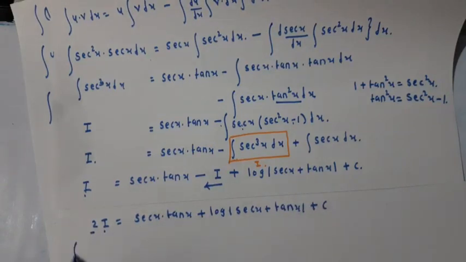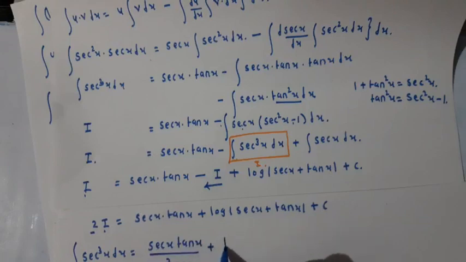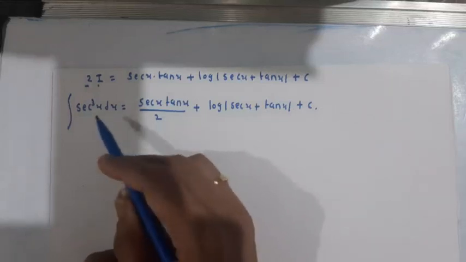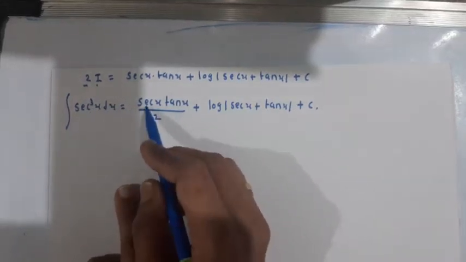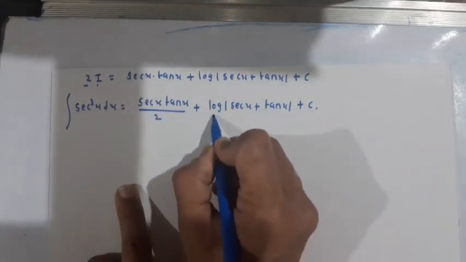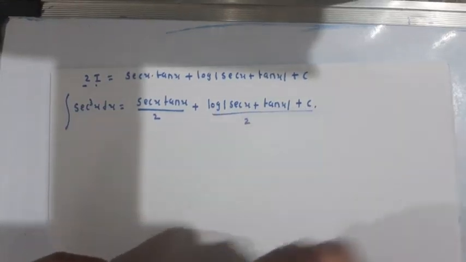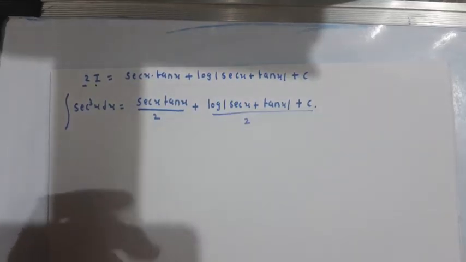The integration I, that means the integration of sec cube of x with respect to x, is sec x tan x upon 2 plus log of sec x plus tan x upon 2 plus constant of integration c, and in this way we have to solve the problems of integration by parts. Okay students, the remaining problems we will continue in the next video.